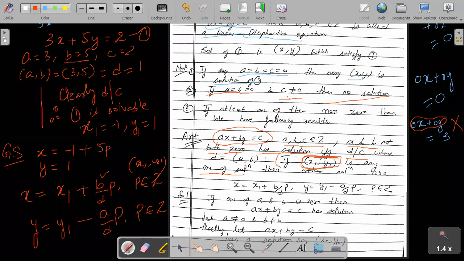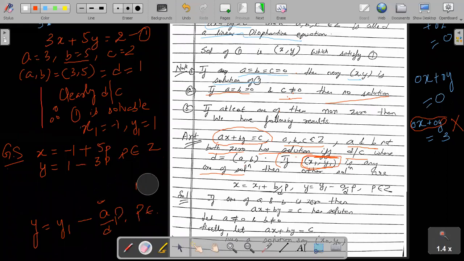1 minus a. How much is a? 3 into p, where p belongs to integers. So you see, p is arbitrary. Keep giving values of p and you will keep getting solutions. If you put p as 0, you get -1, 1. You take any value of p. You know, p is integral. You take any integer. Let me take p is equal to 10.